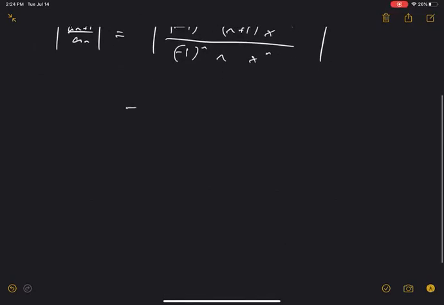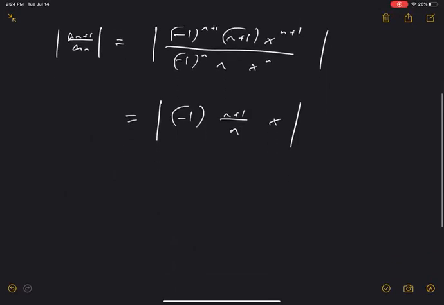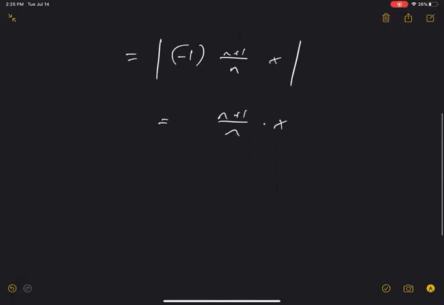Simplify. Okay. And we want to find the x's that make this limit less than 1. Well, first of all, absolute value gets rid of the negative, right? Okay. And we want the limit of a_(n+1) over a_n to be less than 1, meaning we want the limit of (n+1) over n times x to be less than 1. Okay. So really what I need to do is, and I shouldn't have dropped the absolute value, right? I got absolute value there.